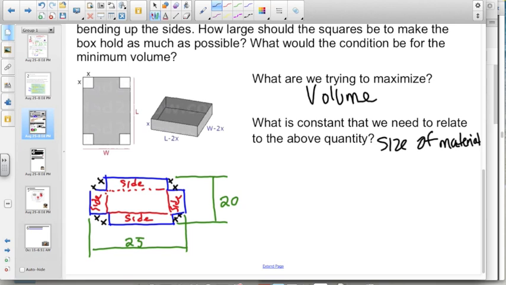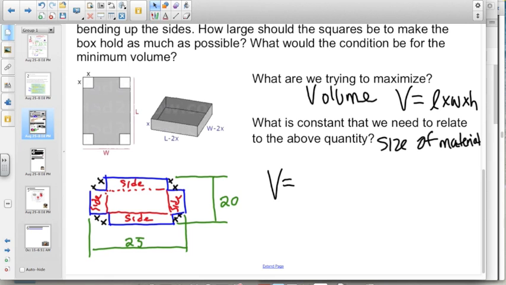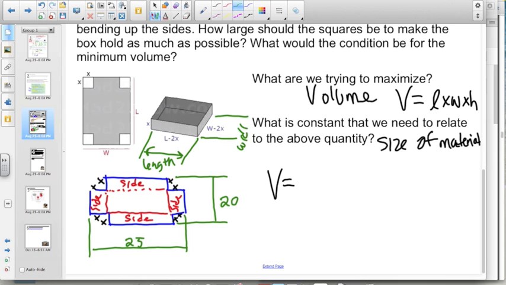And so we know we want to maximize volume. What's our volume equation? Standard. How do we find the volume of a box? Length times width times height, exactly. Okay, and so once we fold up this box here, we have a definite length for our box. We have a definite width for our box, and we have a definite height for our box. Okay?